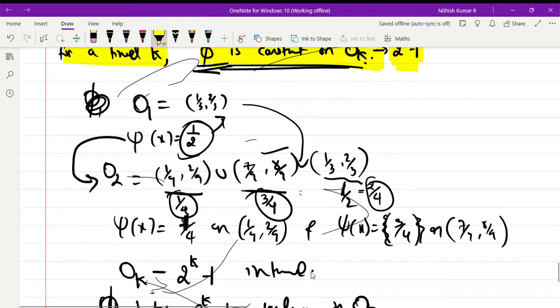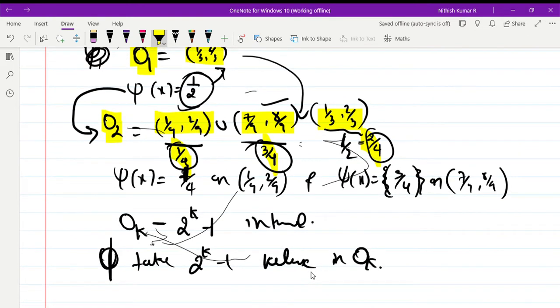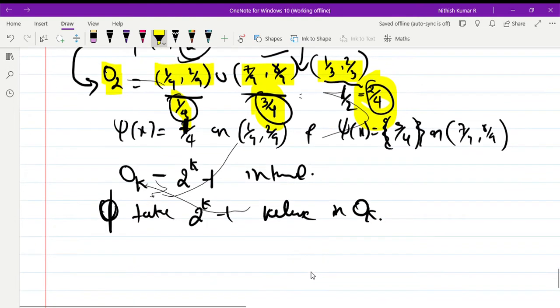That is, in O_1, since O_1 is one interval, it takes one value. Now O_2 is the union of three intervals. It takes exactly one value in each of the intervals. Now observing this pattern, that is 1 by 4, 2 by 4, and 3 by 4, we define phi on O_k as follows.